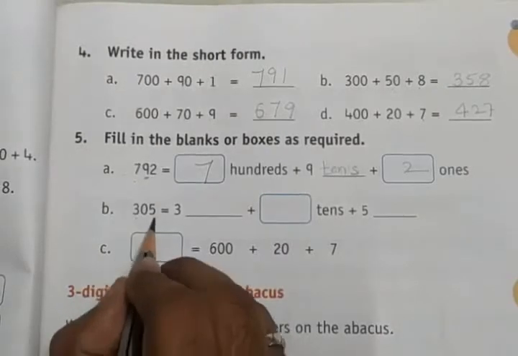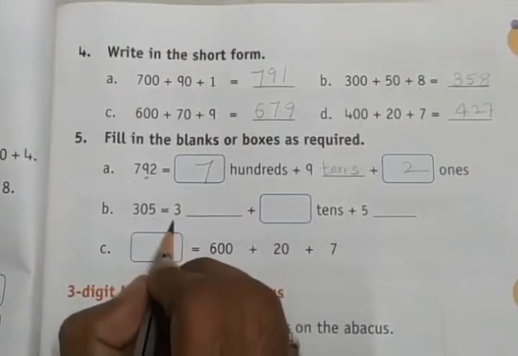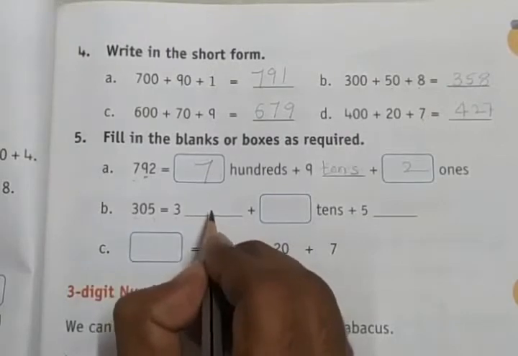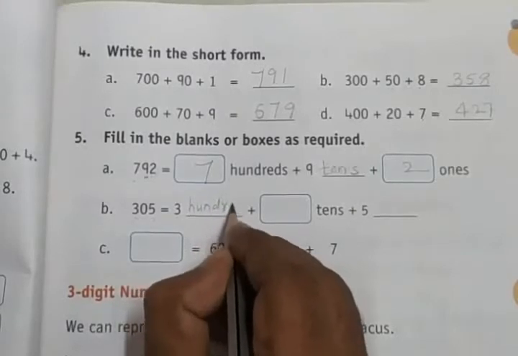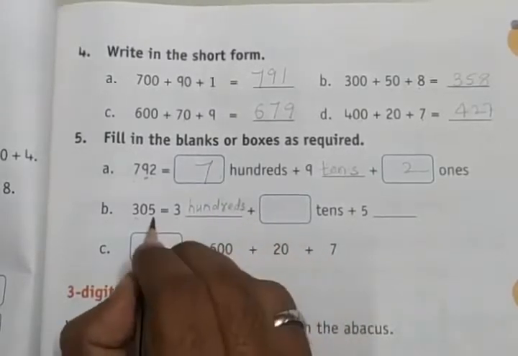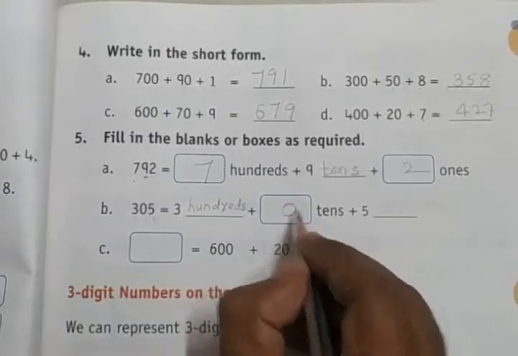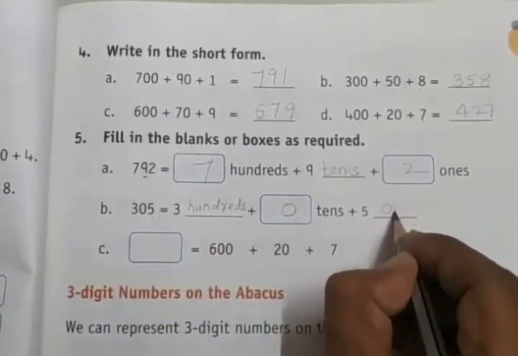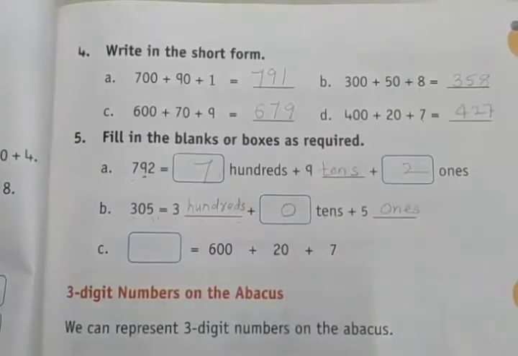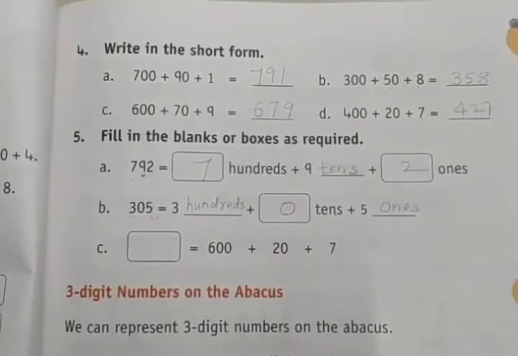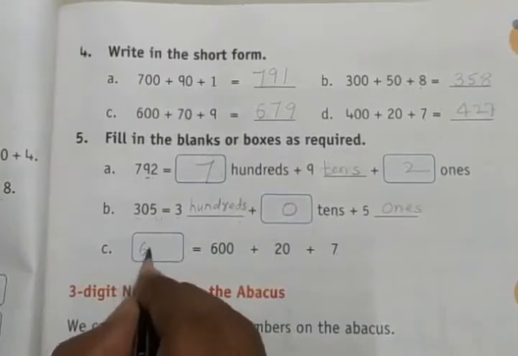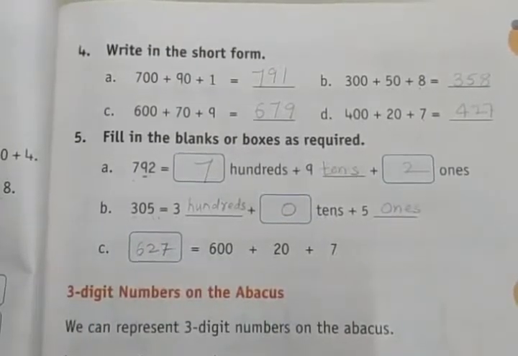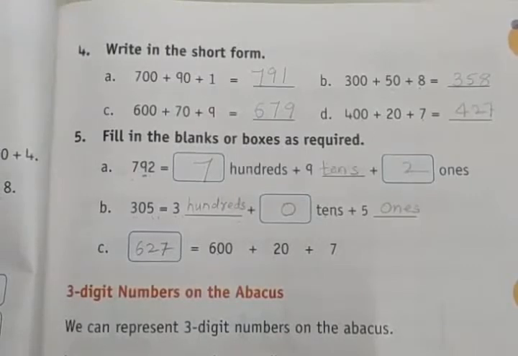Here 305. So 305 is 300s plus 0 tens and 5 ones. Got the idea? Alright. Next is the expansion form of 627. 627, right? That's it.